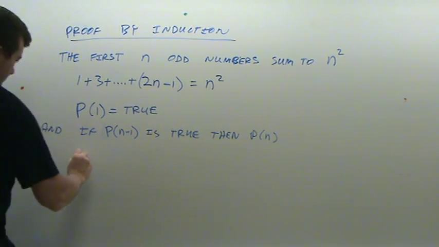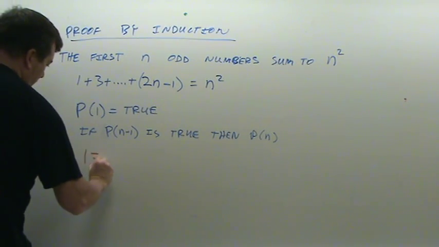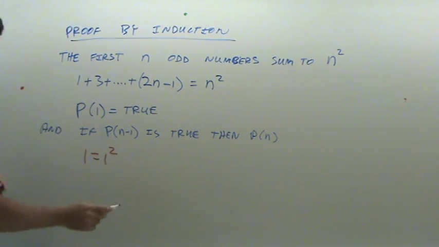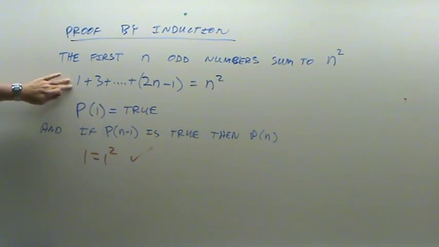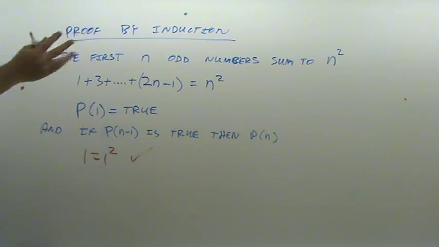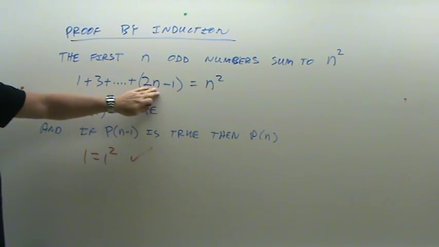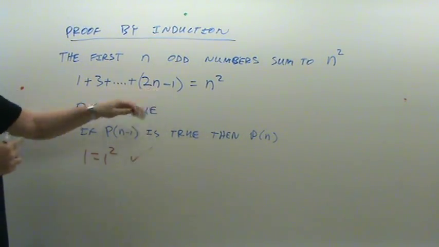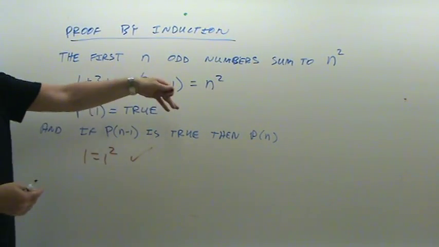Is the statement 1 equals 1 squared a true statement? And the answer to that is true. Now the question is, if it's true for any number, will it always be true for the very next number? We're not trying to prove them all in one shot. We're just saying if it's true for the 3rd number, it's also true for the 4th number, and if it's true for the 9th number, then it's also true for the 10th number.